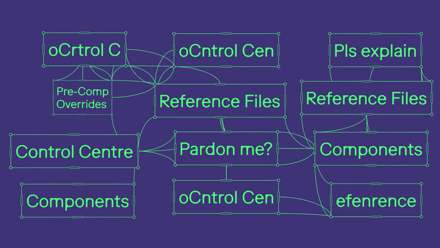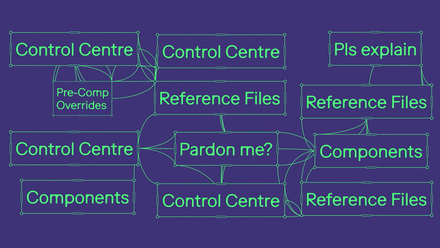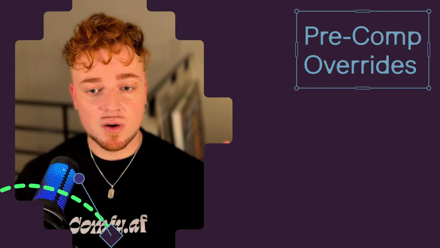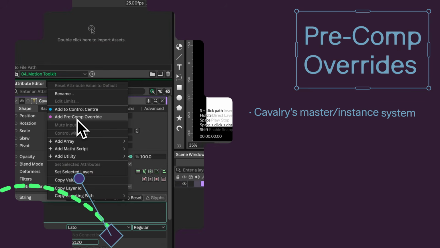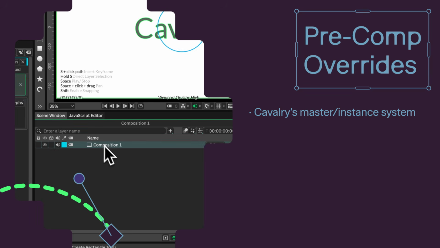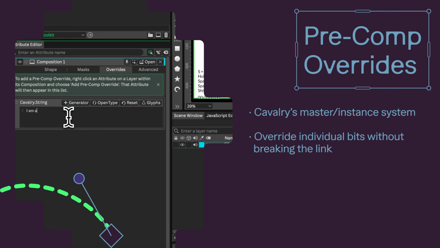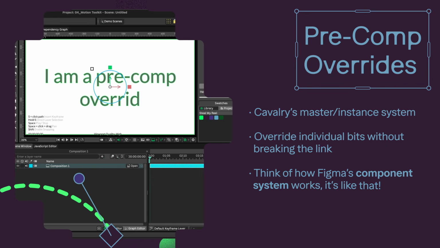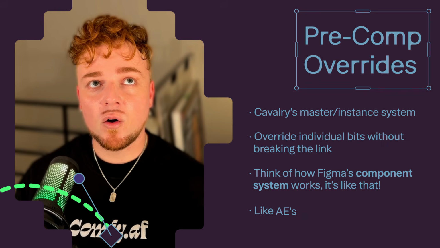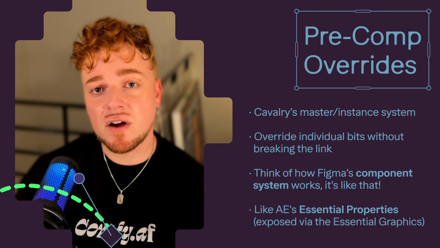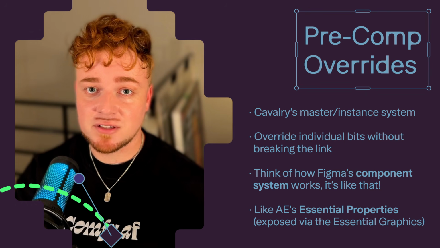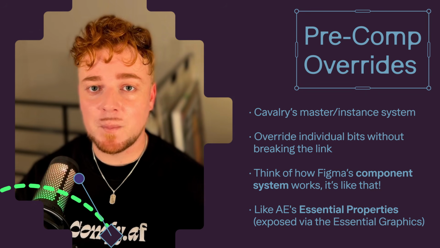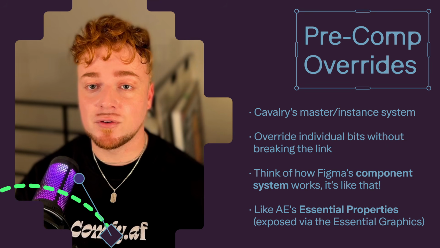So let's build it. Before we dive in, I think it's really important to note that Cavalry has a few different reusable systems and interfaces that get confused quite a lot. Quick rundown. We have pre-comp overrides, which are the true master instance system. Edit the master and all the systems update. It's really similar to maybe how Figma acts with components or even After Effects. These pre-comp overrides can also be used as reference files, which we'll cover in a later video, but really takes that to the next level.